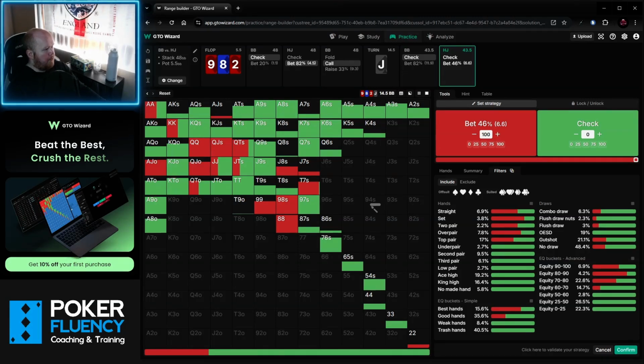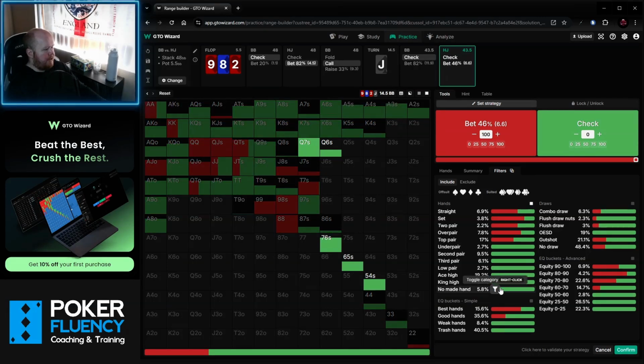So we're going to start from the bottom and we're going to once again look at things in terms of what hands would make the best bluffs. Now, our no-made hand in this case, we do have some no-made hand, but we don't have a lot.